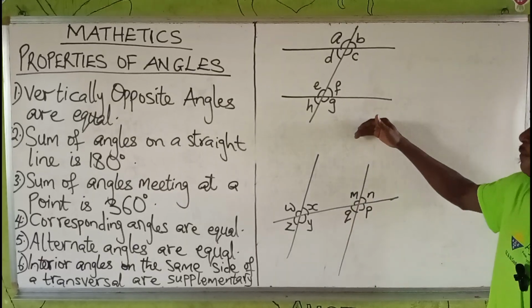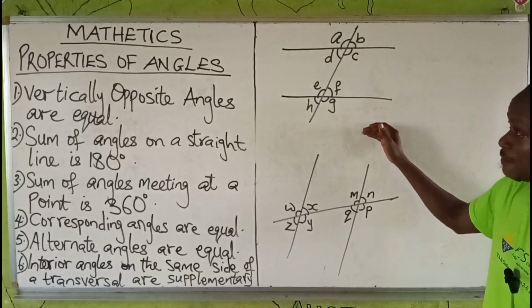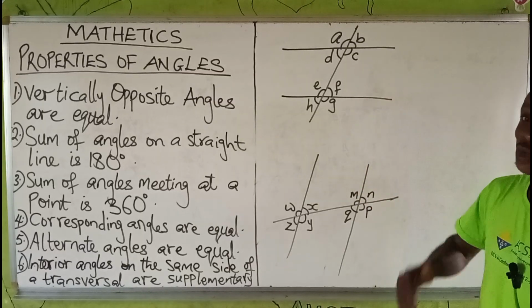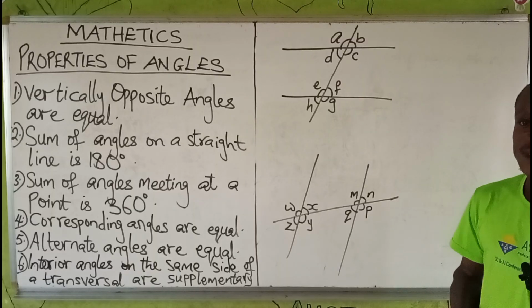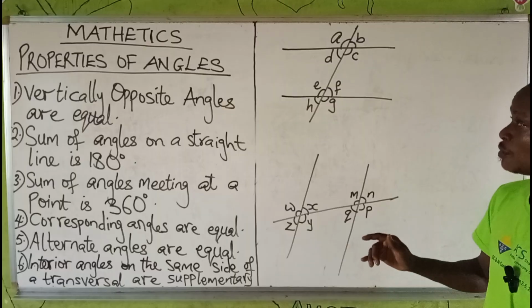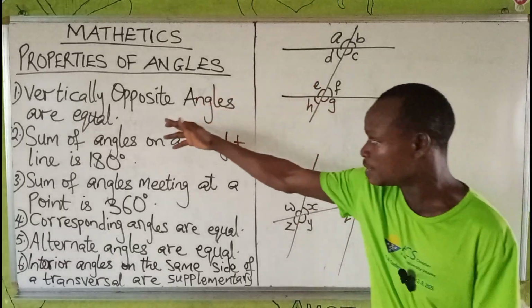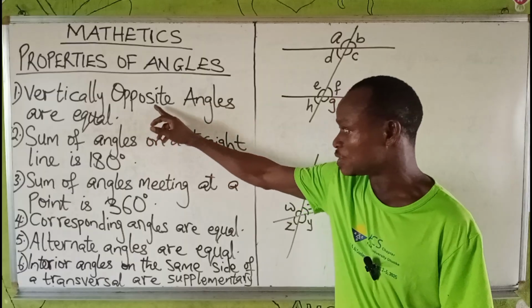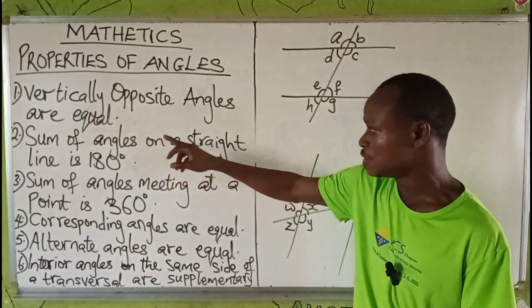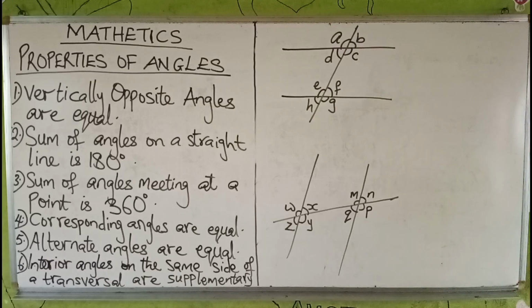If you are just coming across this video on properties of angles, there is a part 1 of it in this channel. So you can check the channel for the part 1 of properties of angles. There you will see the work on vertically opposite angles, sum of angles on a straight line, and sum of angles meeting at a point.